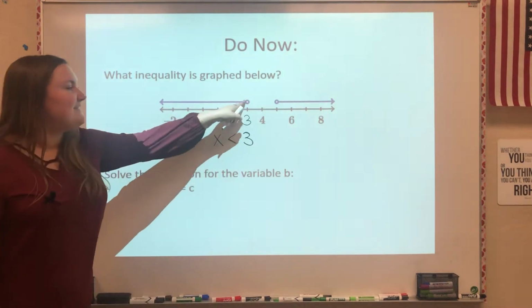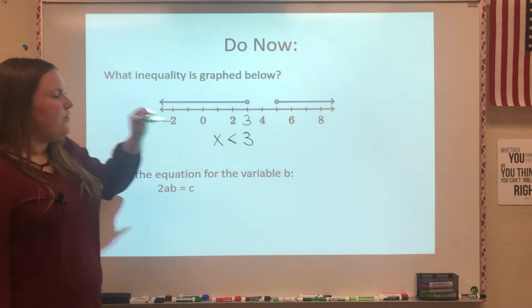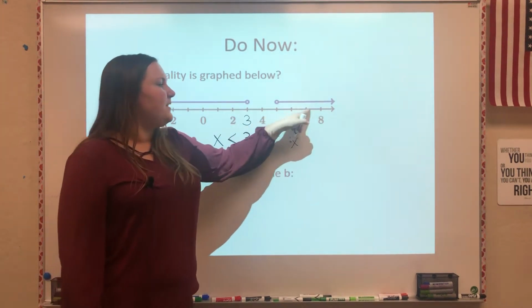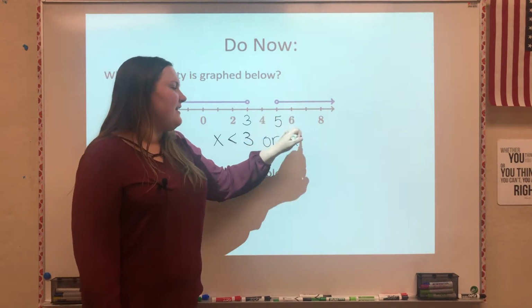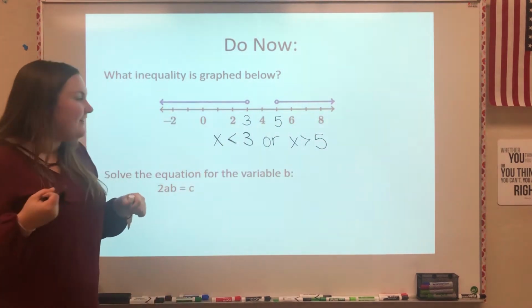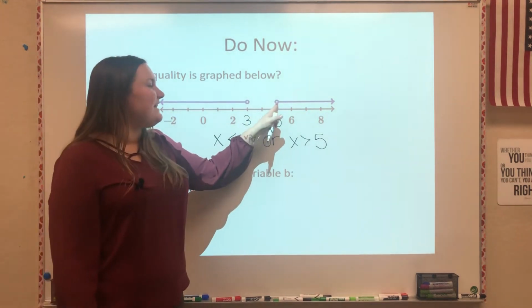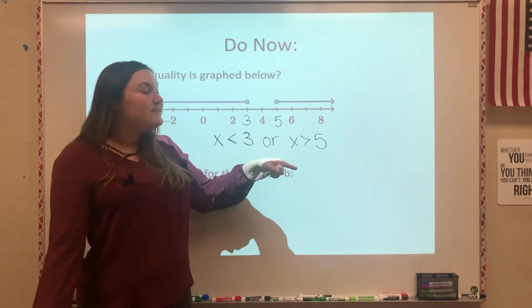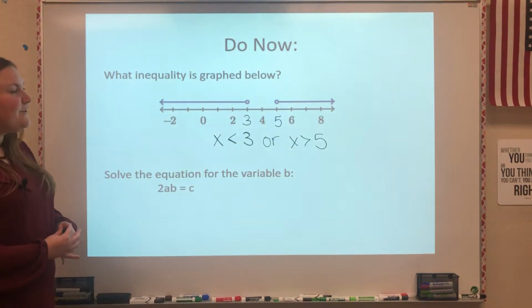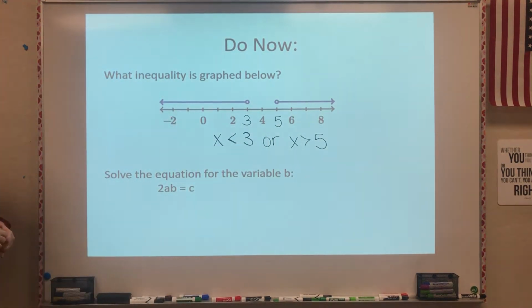So I've got x is a number less than 3, or x is a number greater than 5. Again, that is an open circle. It's not colored in. So because it's an open circle, that lets me know x can't be equal to 5, but it can be greater than 5. So that right there is the first question. The second review question says solve the equation for the variable b, and we have the equation 2ab equals c. Go ahead and try that.